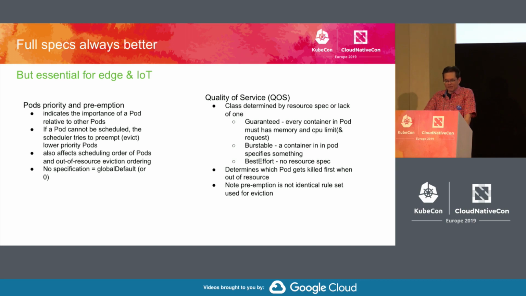Orthogonal to this, there's something called class of service. And every workload is going to fall into one of 3 classes of service: guaranteed, burstable, or best effort. The way to get into the guaranteed class is that every single container in your pod has to have a spec for your memory and CPU consumption, both what's called a limit and request.